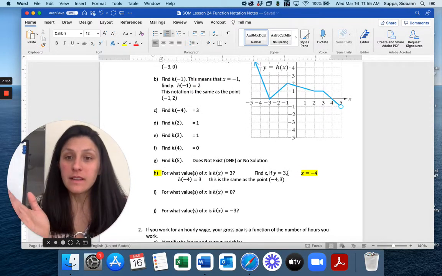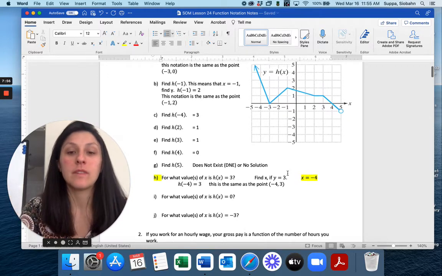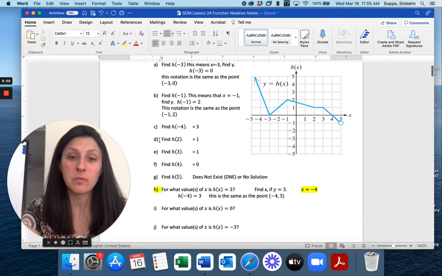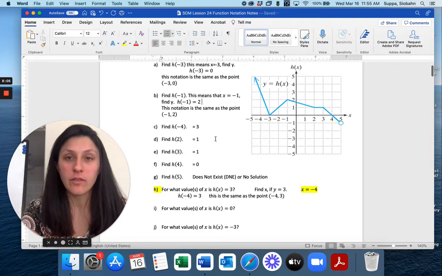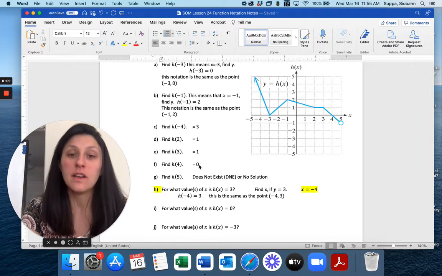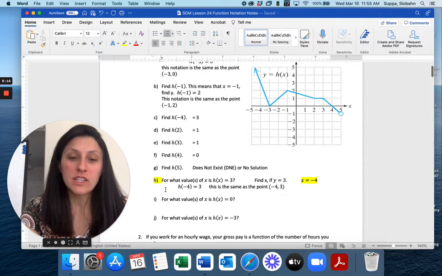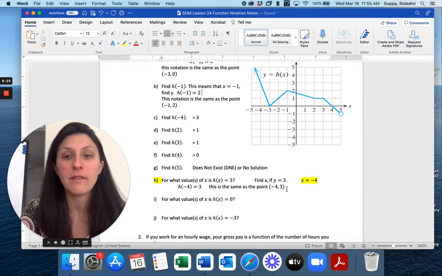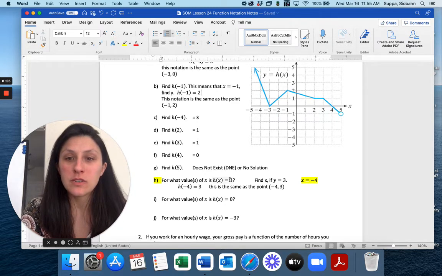Now, because this is a function, and we know the definition of a function means every input only has one output, that means all of the answers for parts A through G should only have one answer or no answer, right? Or no solution. But see how we only have one answer for each of these? When you see questions like parts H, I, and J, these could have more than one answer, and still you would still have a function. So let me show you what I mean.